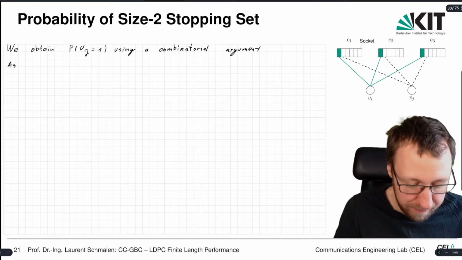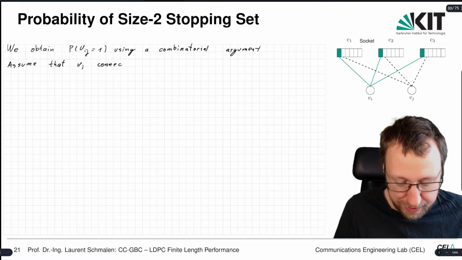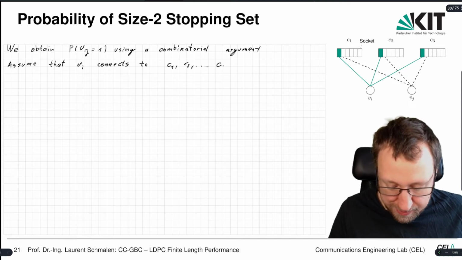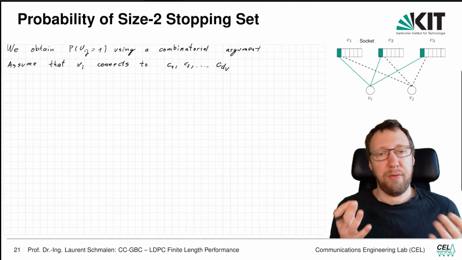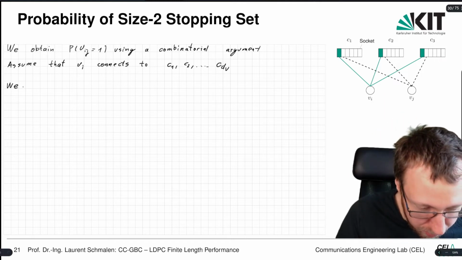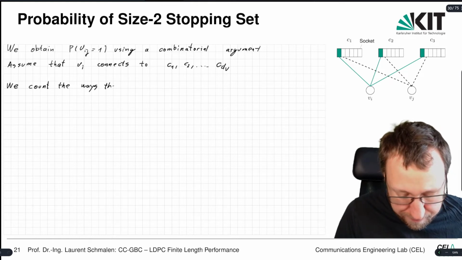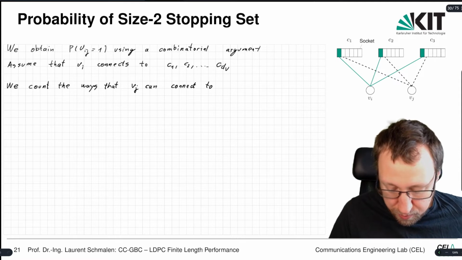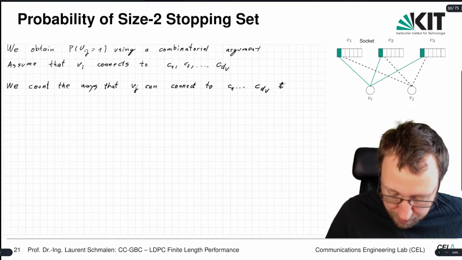So we assume that VI connects already to C1, C2, up to CDV. Now we generalize. This is what you see on top. It's just the case for variable node degree of 3, but we generalize to DV. So first, we count the ways that VJ can connect to C1 to CDV in order to form a stopping set.